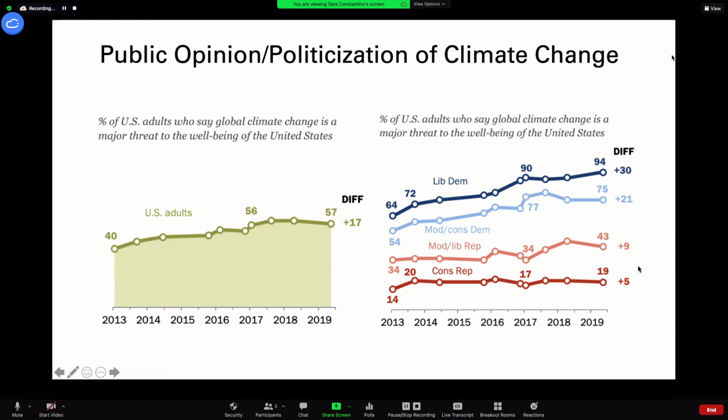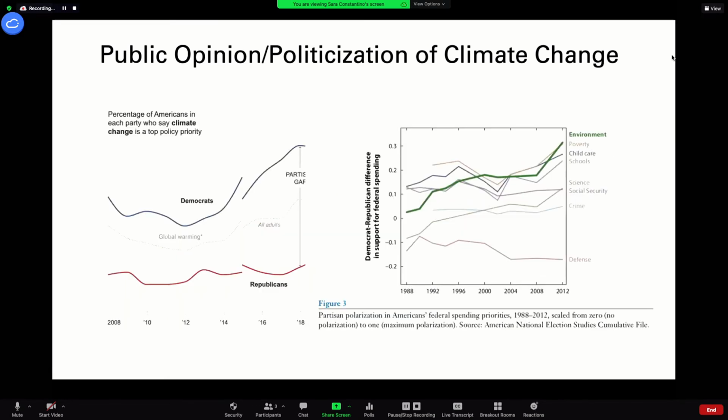This is different when you split out the Republican Party or even the Democratic Party by younger constituents. There you find pretty high concern among both groups, or pretty high acknowledgement that it's a major threat for the US. Okay, and this difference, which I mentioned before, gets bigger when we start looking at policy support and prioritization of policies. The partisan gap between the percentage in each party who say climate change is a top priority has grown substantially.